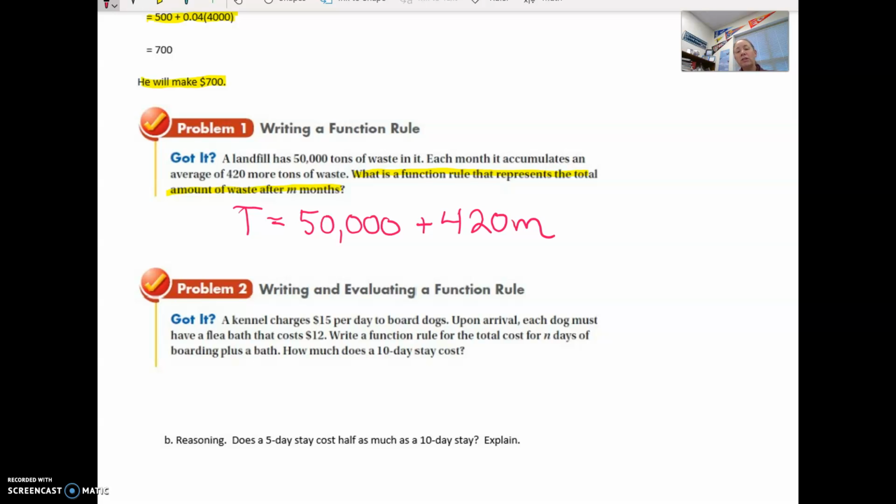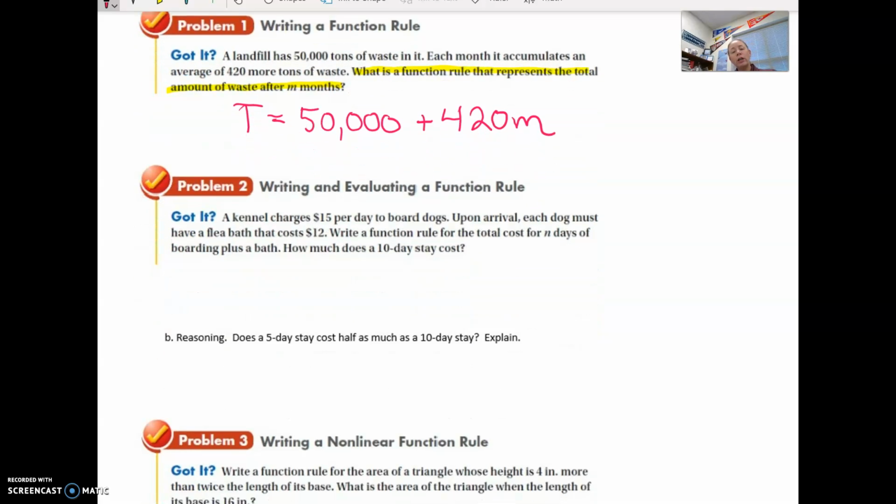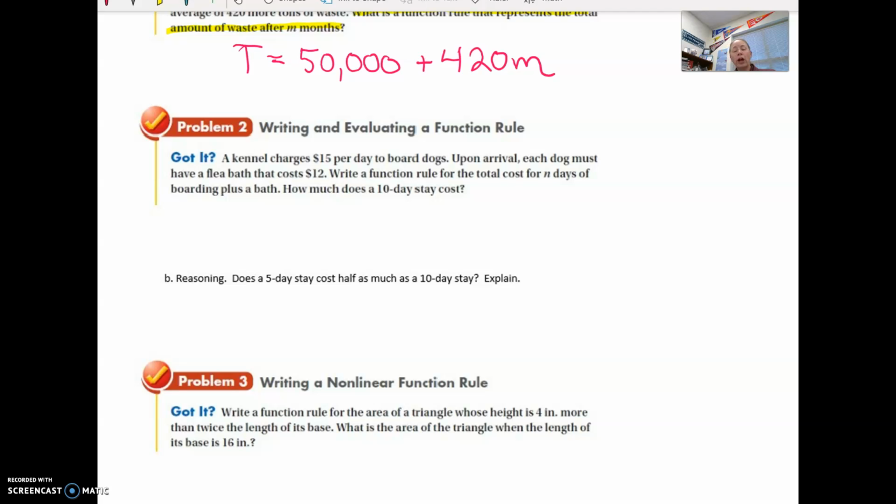We don't want to solve it. We just want to translate it into a function rule. Now, on number two, we're not only going to write a function rule, but we're also evaluating. So evaluating means, yes, now we would solve that function rule.